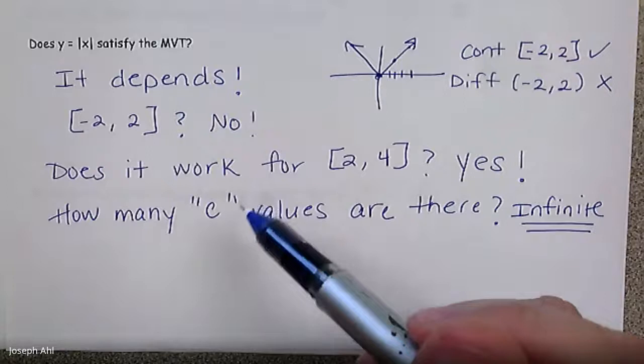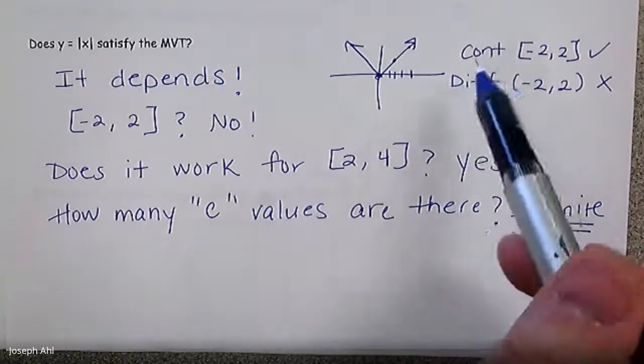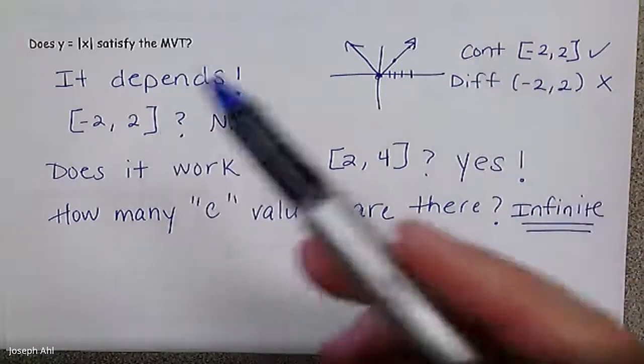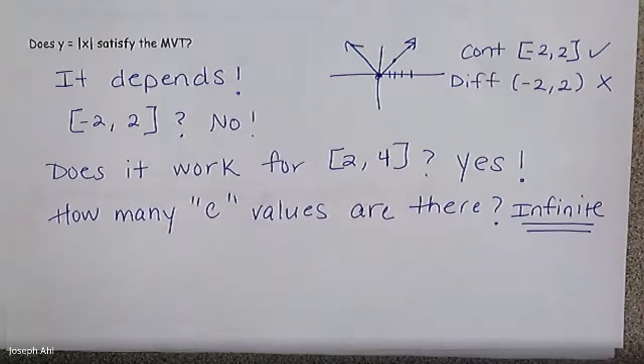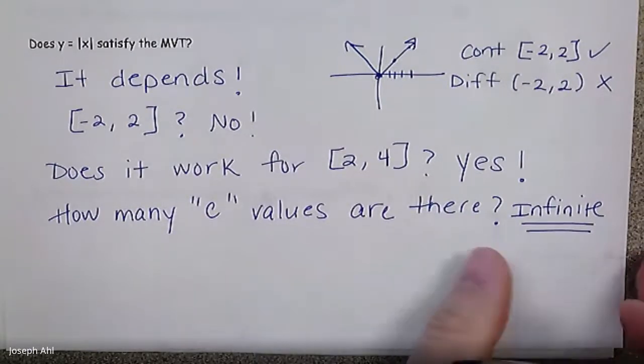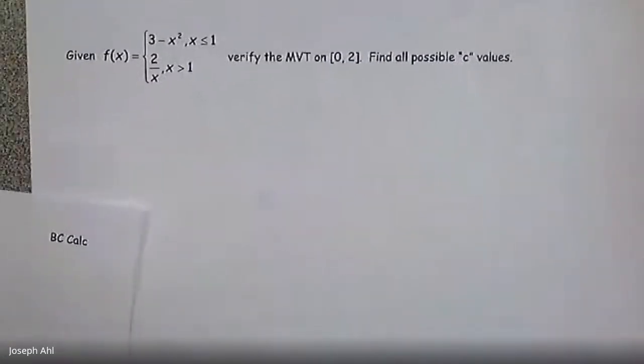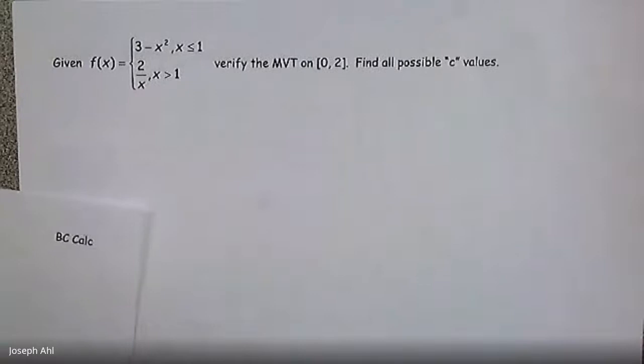You know, certainly if we have any discontinuities anywhere, if it's not continuous over the entire interval, then we're not going to be able to use the MVT and make any conclusions based off of that. When do we typically have discontinuities? How about like a piecewise function? So we want to verify that the mean value theorem would work over the interval from 0 to 2. And then if so, we'll find all possible values of c over that interval.